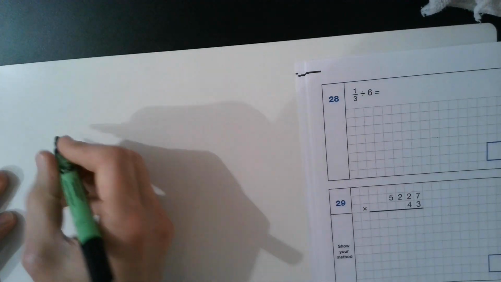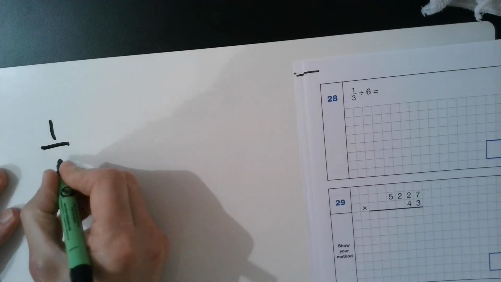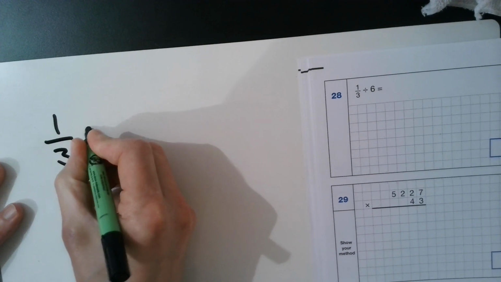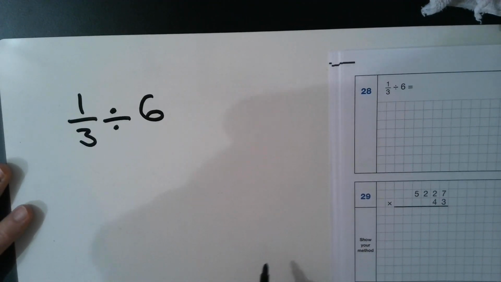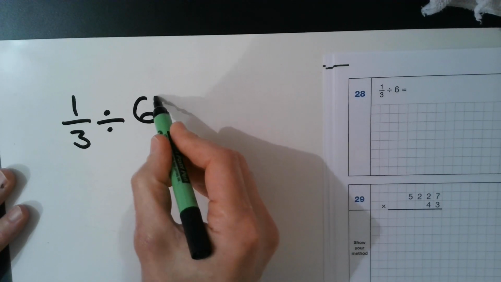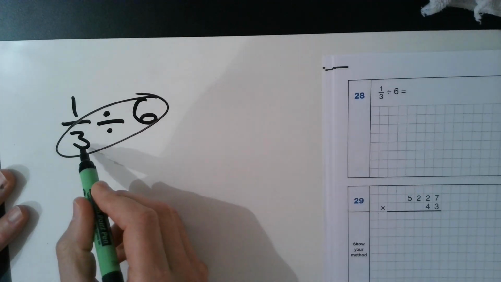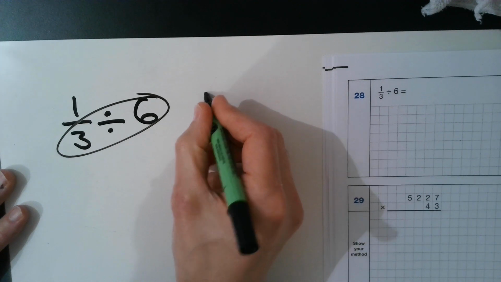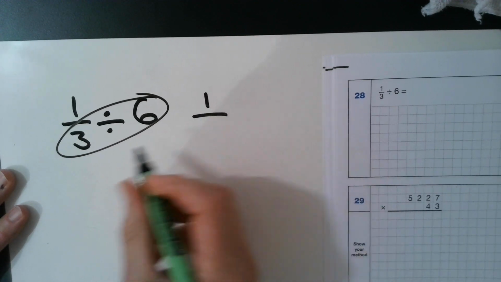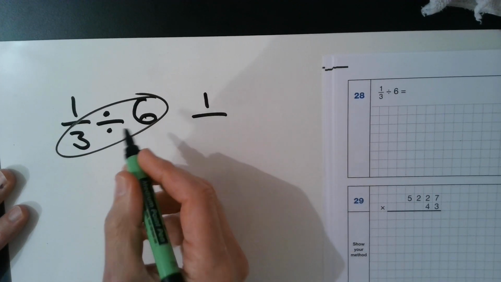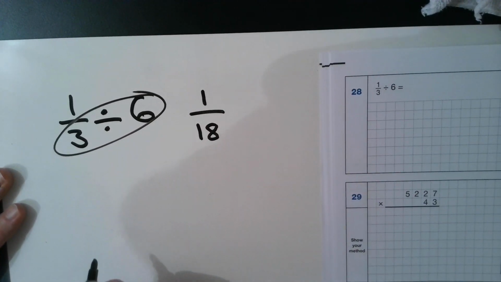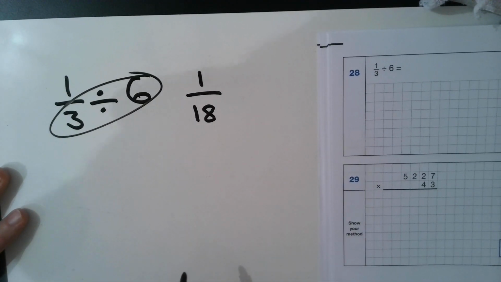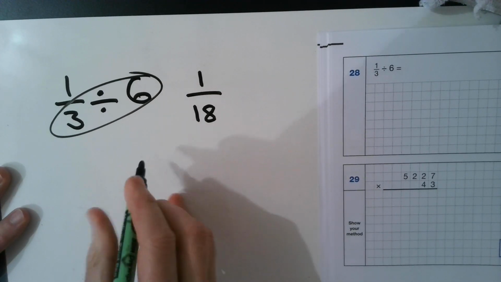So, we have 1/3, and we need to divide that by 6, or share that between 6 people. The way you've learned it in school is you keep the numerator the same, and you multiply the 3 by the 6. So 3 times 6 would be 18. So it's 1/18.